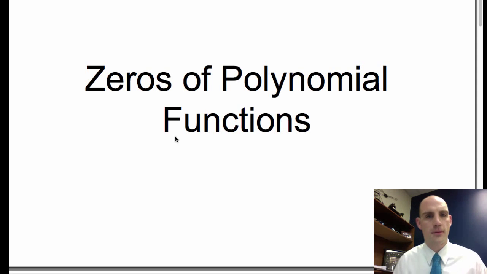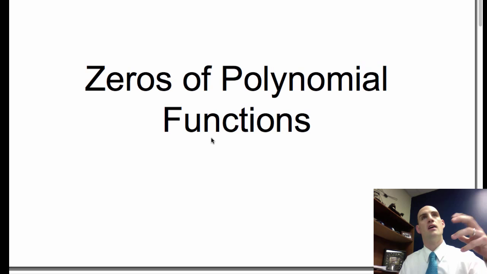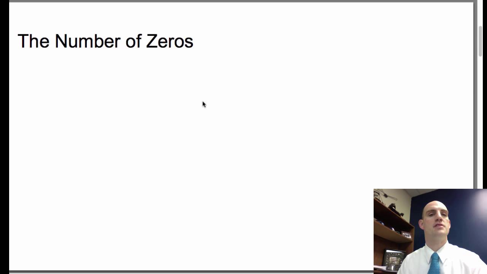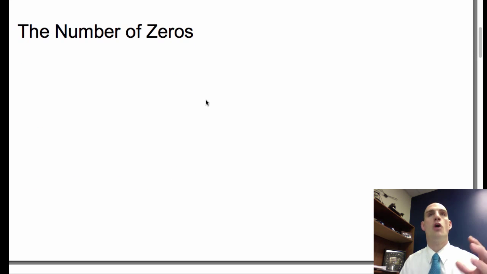Welcome back. Today we're going to talk about the zeros of polynomial functions. This is going to be something where we're looking at finding the zeros of something like an x to the fourth or an x to the fifth. Let's start out by talking about the number of zeros, because it always helps to know what we're shooting at. How many are we actually looking for?